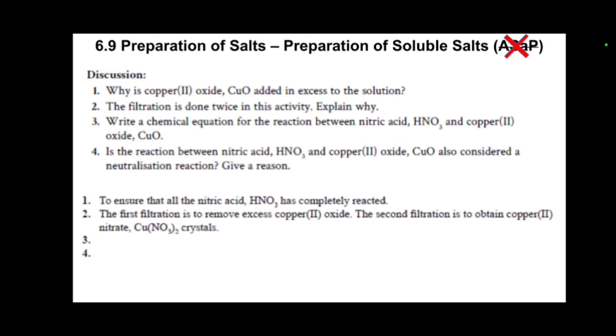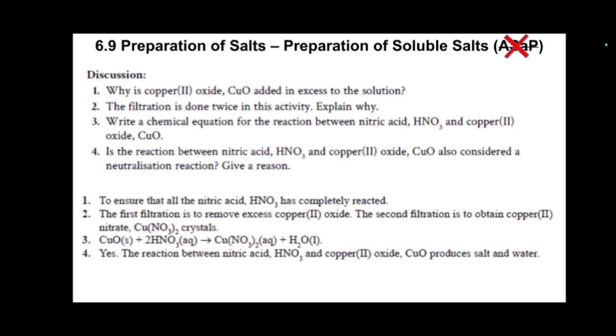Question 3. Write a chemical equation for the reaction between nitric acid and copper 2 oxide. And question 4. Is the reaction between nitric acid and copper 2 oxide also considered a neutralization reaction? Give a reason. The answer is yes. The reaction between nitric acid and copper 2 oxide produces salt and water.